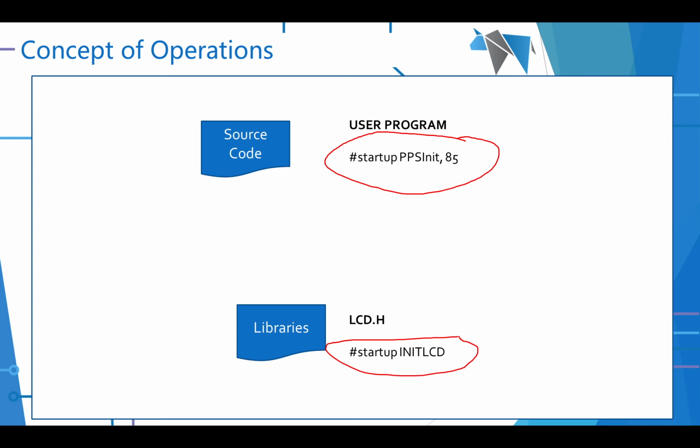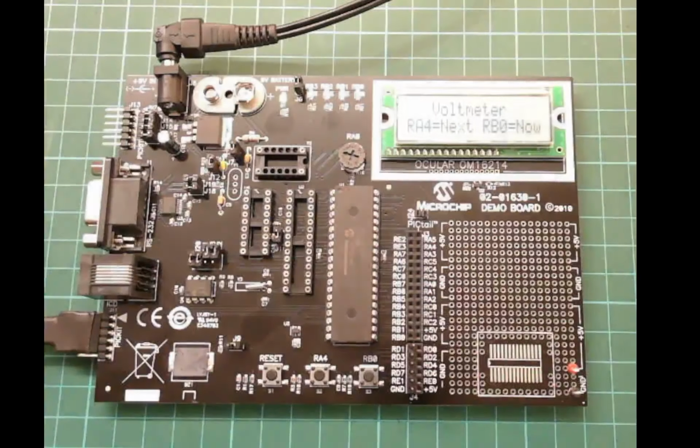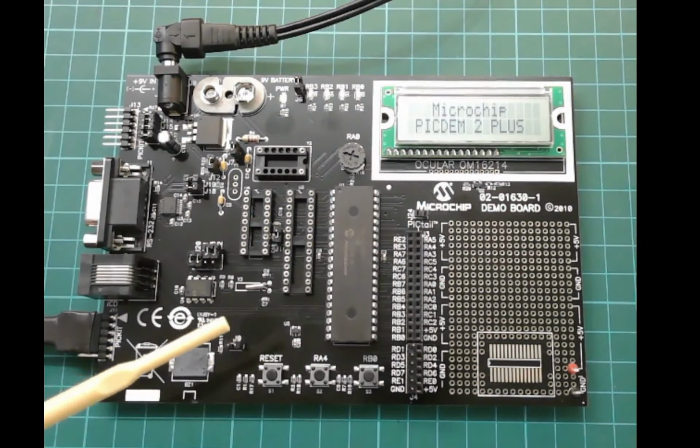And this is where I got caught out the other day, and that's why I'm doing this video. So I bought something off of eBay, and it looks like this. It's a bit of kit. I'll push the reset button for you. This was £6 English.